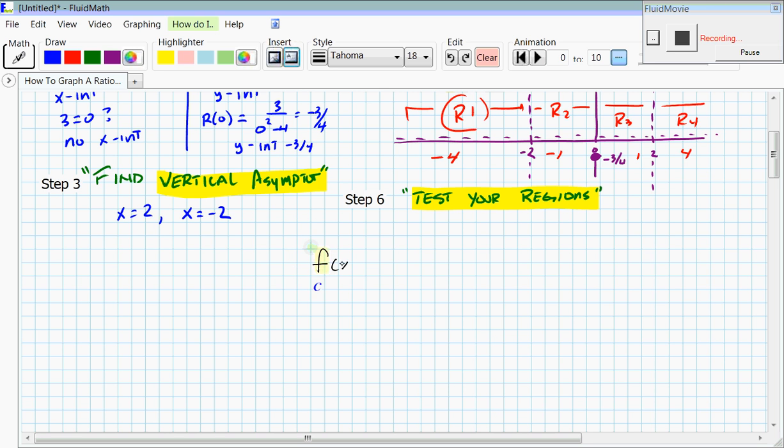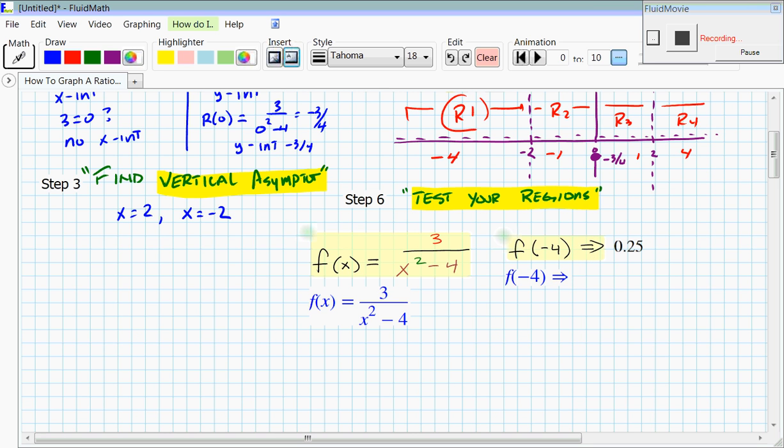F of x is our function, and our function is 3 divided by x squared minus 4. Yeah, I'll fix that. Okay, so let's do that. Good. Now I'm going to ask my function here, what is f of -4? And we'll ask Fluidmath to figure out what it is. And is my answer positive or negative? Positive, right? So that means it's above the x-axis.